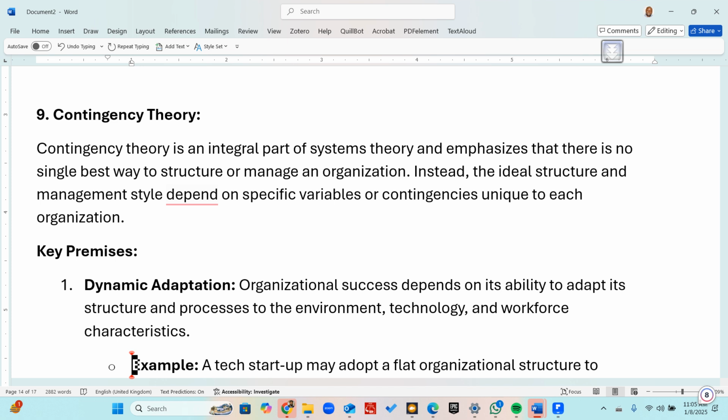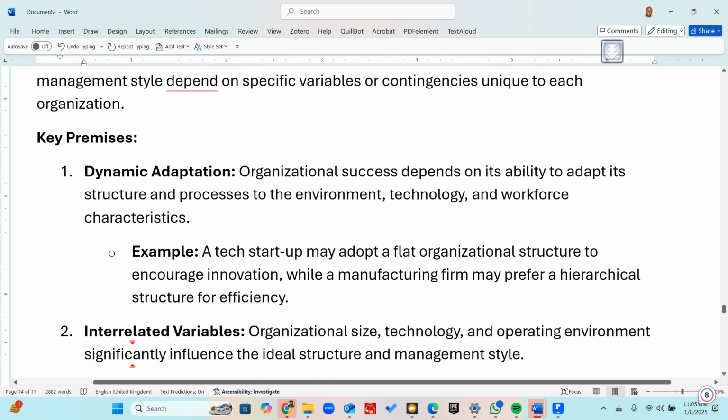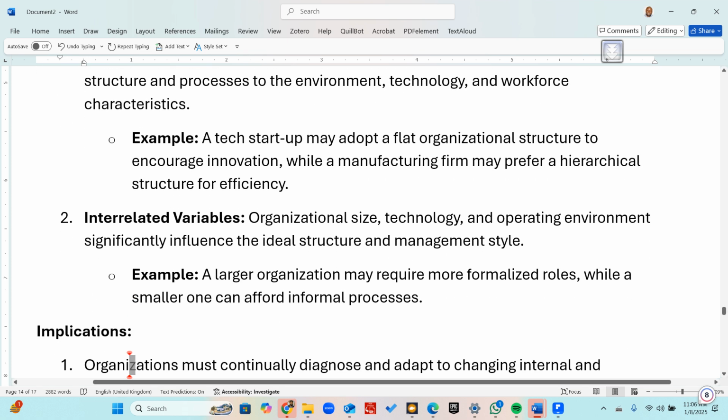So key premises of this contingency theory: dynamic adaptation. Organizational success depends on adaptability and its ability to adapt structure and processes to the environment, technology, and workforce. For example, a startup tech company may adopt a flat organizational structure to encourage innovation, while a manufacturing firm may prefer a hierarchical structure for efficiency. Those are common on factory floors and in production lines.